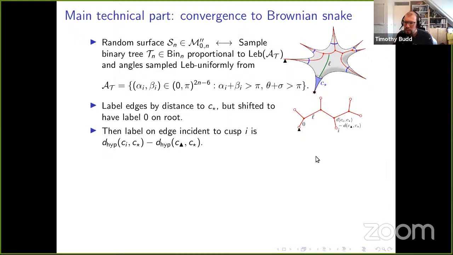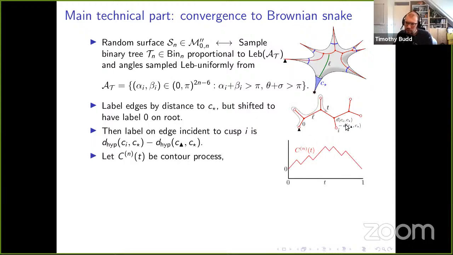And what is nice here is that if we then look at the labels that sit on the edges that are incident to the leaves of the tree, they correspond precisely to the differences in distances between the corresponding cusps compared to the root cusp, the origin cusp. So if we understand these labels on the tree, if we understand their scaling limit, we know something about distances between horocycles, which is what we're after.